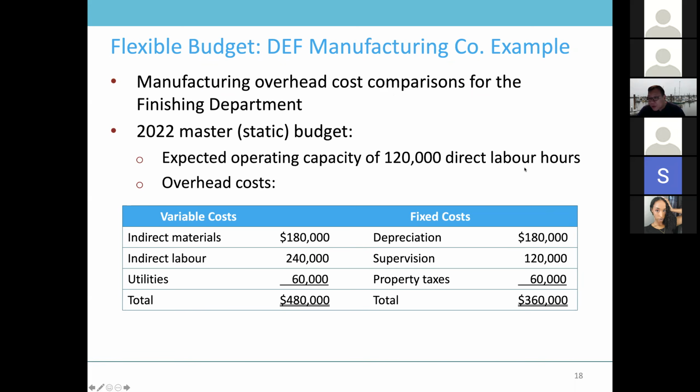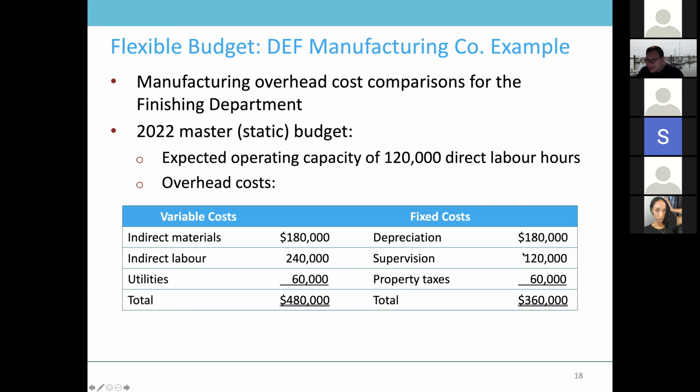So the static level is 120,000, right? 120,000. And you know the cost, right? This is a variable cost, and this part is the fixed cost, right? So the second step, you are going to figure out the budgeted variable cost per level, per direct labor hour. So that's easy, right? Use these numbers divided by 120,000. For the fixed cost, it would be the same, right? This would be the same. These are the budget numbers.